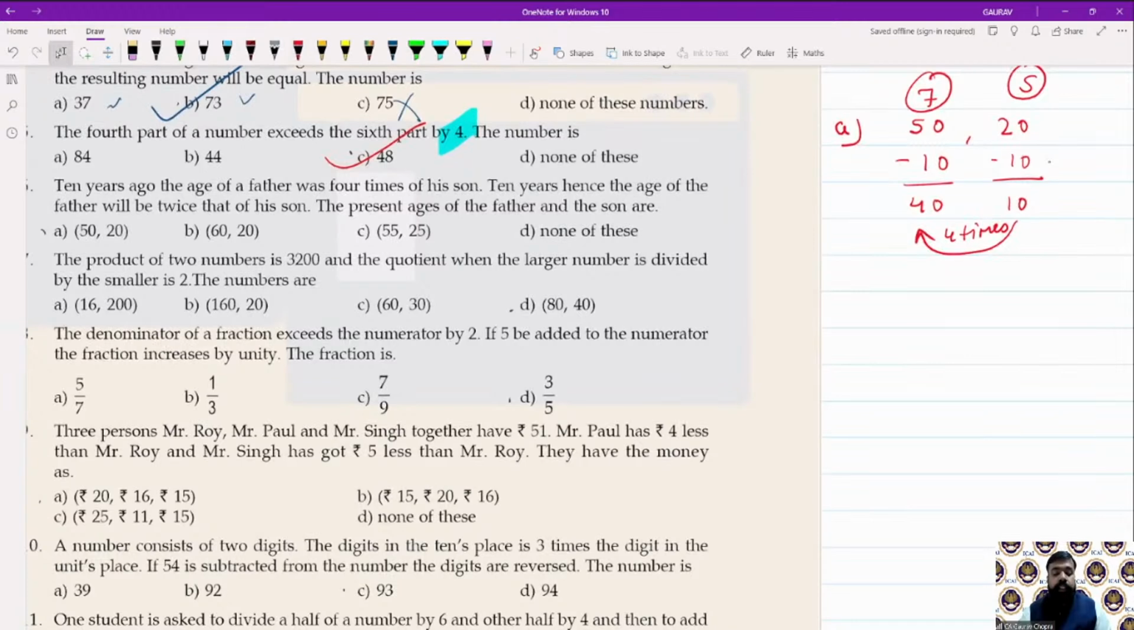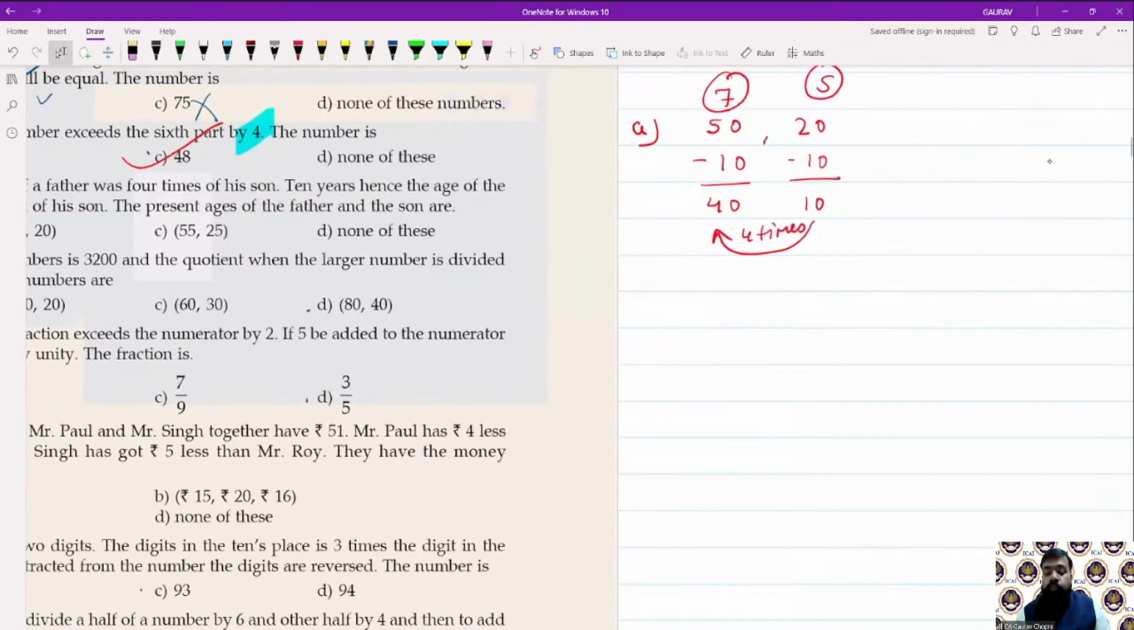Then the second condition says 10 years hence, that means after 10 years. If we add 10 in both of them, we are getting 60 and 30. Then the father will be double. Yes, the father is 2 times of son. So this condition is also satisfied. Therefore, option number A is the correct answer. So always check both the conditions, which option is satisfying. Option A is satisfying all the conditions. Therefore, 50 and 20 is correct.